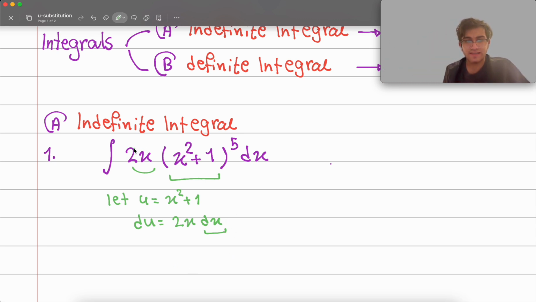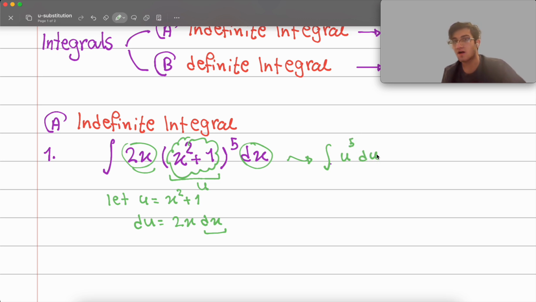Now I can see the 2x right here, and I can also see dx right here. So I can rewrite the integral as follows. We are replacing the expression x squared plus 1 with u, and we are replacing 2x dx with du. So it's going to be the integral of u to the 5 du, and that's all. Now we can evaluate this one because we turned a long integral into a short one. This is going to give me 1 over 6 u to the 6 plus c, a constant number.